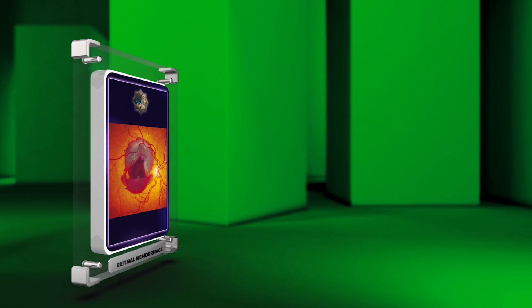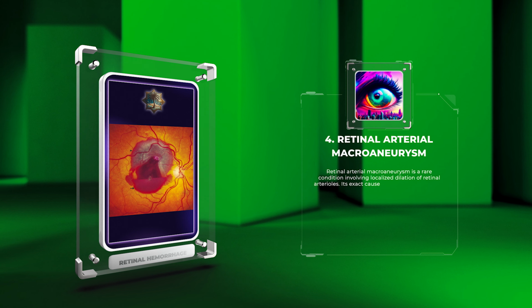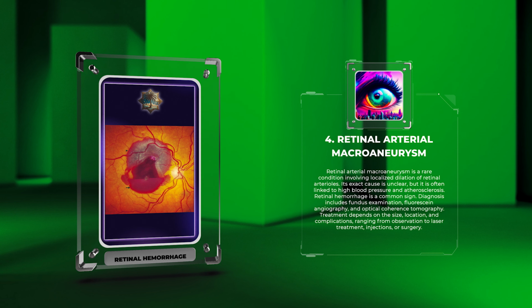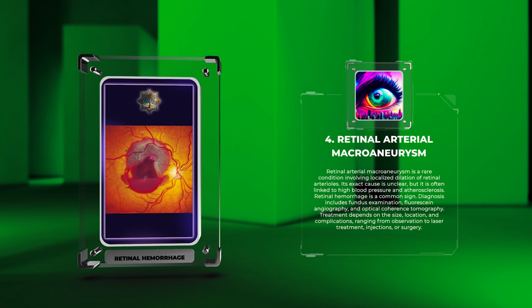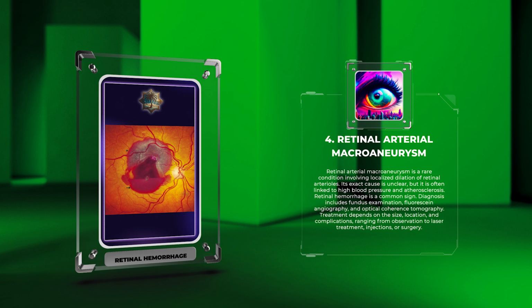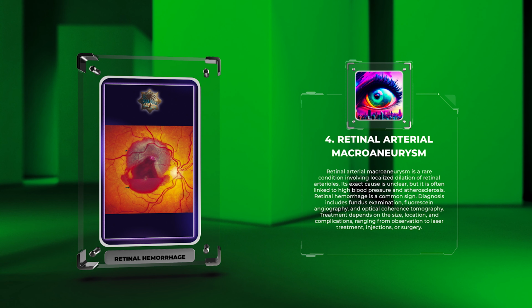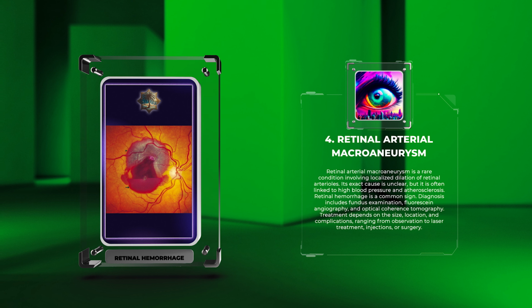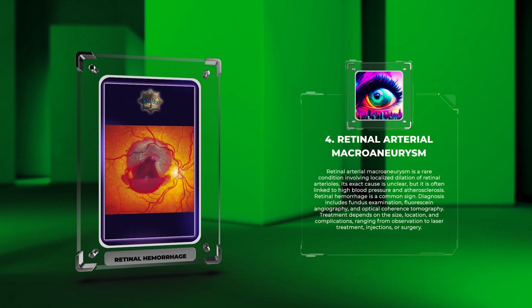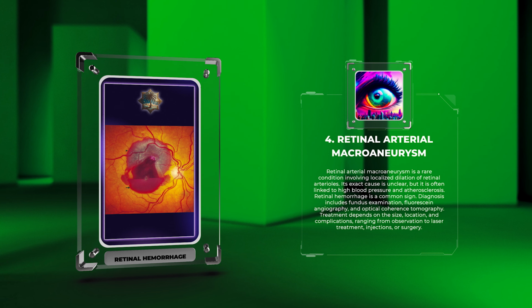Retinal arterial macroaneurysm is a rare condition involving localized dilation of retinal arterioles. Its exact cause is unclear, but it is often linked to high blood pressure and atherosclerosis. Retinal hemorrhage is a common sign. Diagnosis includes fundus examination, fluorescein angiography, and optical coherence tomography. Treatment depends on the size, location, and complications, ranging from observation to laser treatment, injections, or surgery.